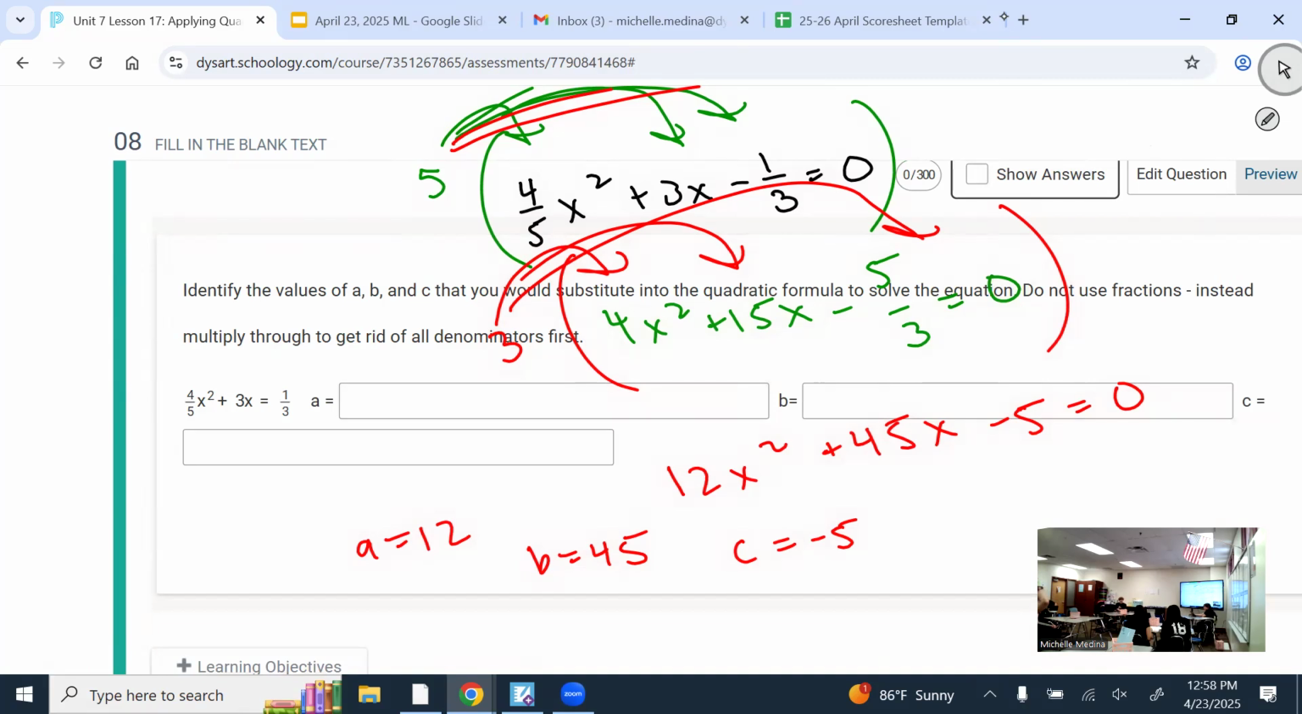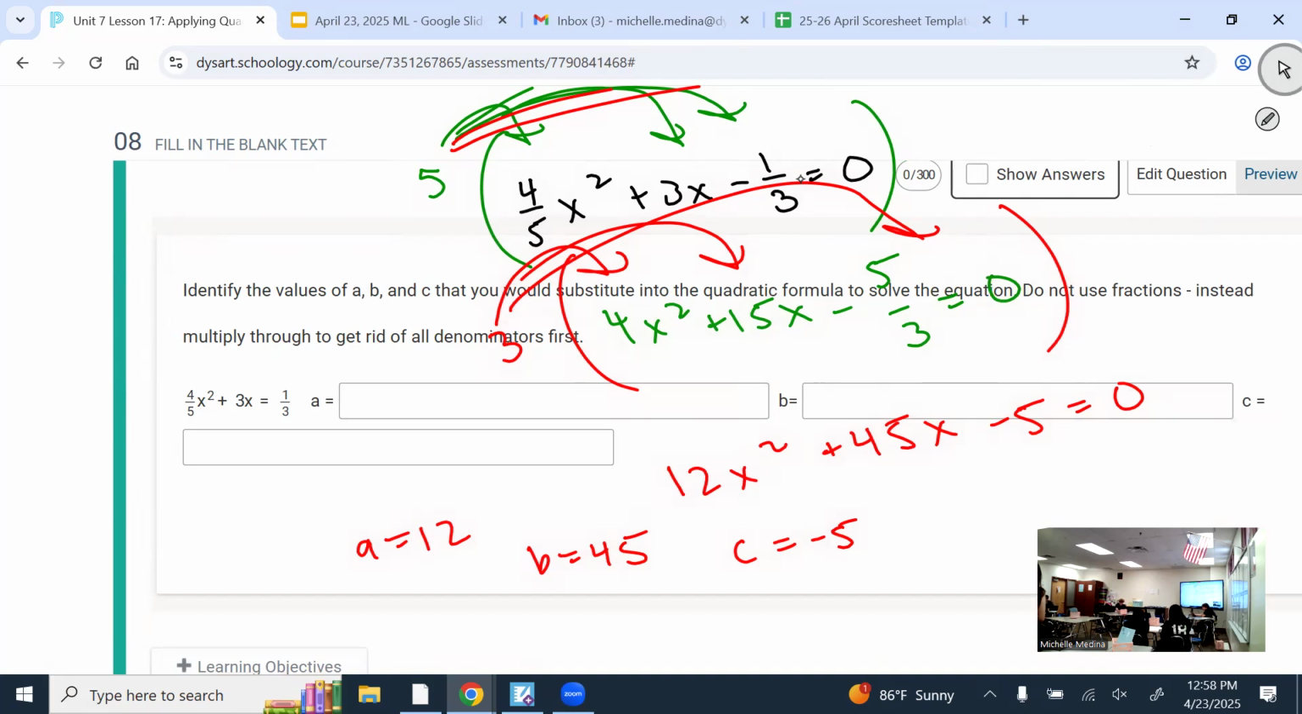Yeah, it's kind of a weird one. I'm not sure why that's on here, but let's see what it is. What I was asking you earlier to get rid of both, you multiply it by 15, because 5 times 3 is 15. Or you do it one at a time.